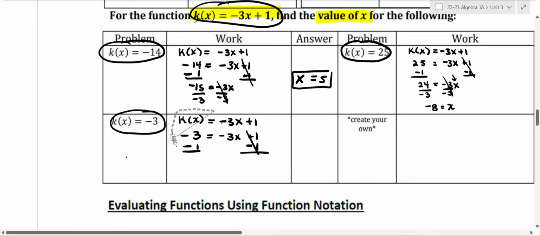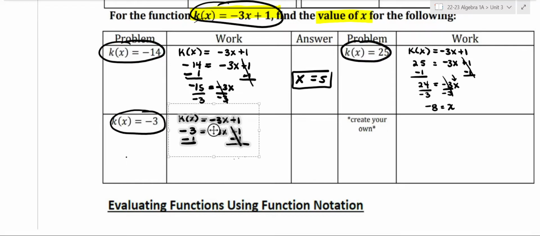Hold on, I'm going to use my computer magic again. Let's shrink this just a little bit. There we go. We have negative 4 is equal to negative 3x. And we divide both sides by negative 3. All right, so what happens to negative divided by negative? It becomes positive. So the answer becomes 4 over 3.